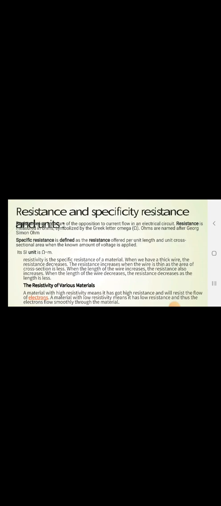This is the omega, children, the symbol of omega. Ohms are named after Georg Simon Ohm. This omega has been named after Georg Simon Ohm's experiment or proposal. You can see the omega here, this symbol which is used to indicate the resistance, children. Right.